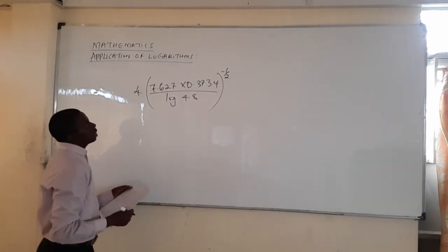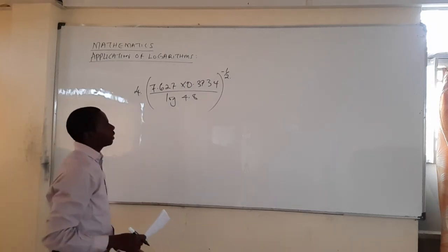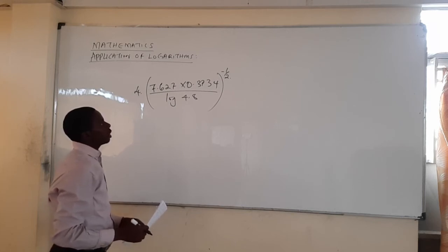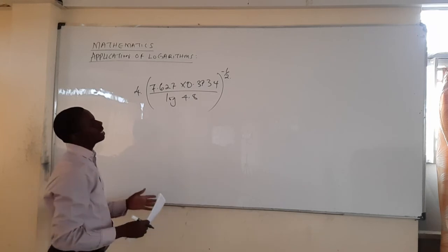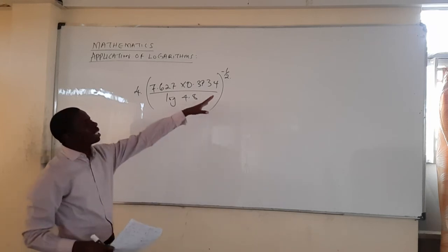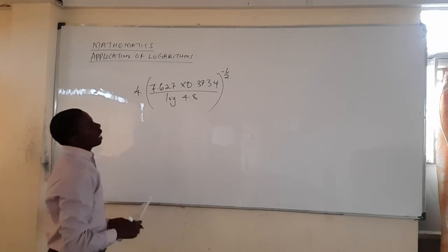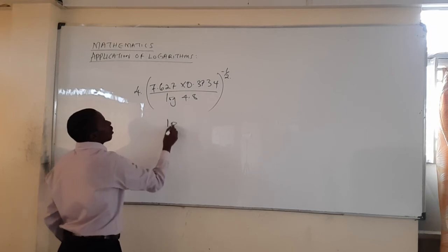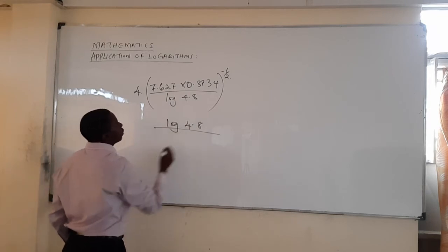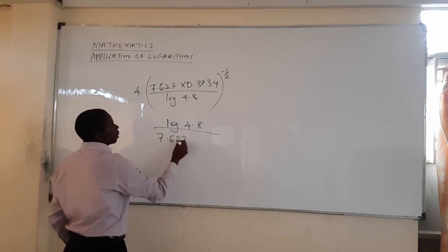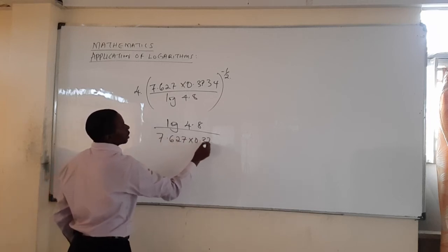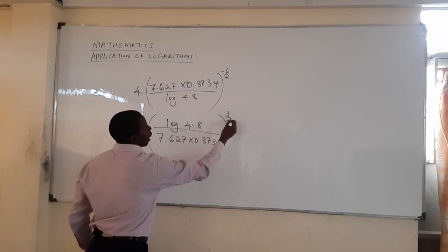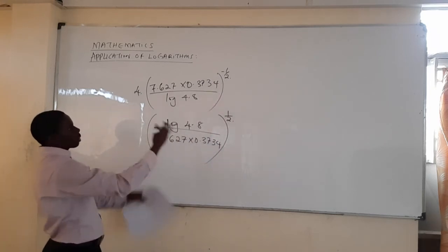So let's have our last example. When we write that, this power is minus a half. And if you remember well, in our indices, when that power is negative, it means the reciprocal. So you work it as if it is positive, and then just reciprocate the value inside here. So you can write it as the log of 4.8 out of 7.627 times 0.3734. This is now power positive a half. To change that power, we reciprocate the same.